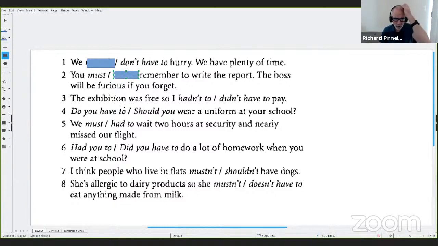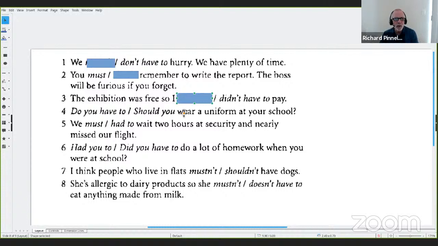Number three, the exhibition was free, so I had to pay or I didn't have to pay. Didn't have, says Nadia. And Diana, yeah, that's correct. It wasn't necessary. So we can take out this one. The exhibition was free, so I didn't have to pay.